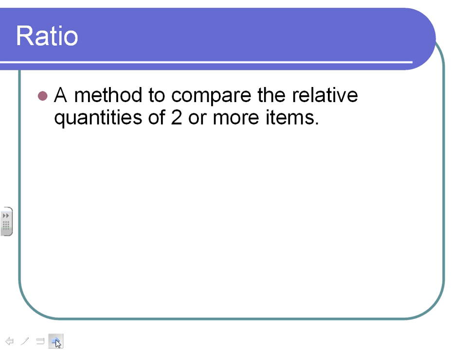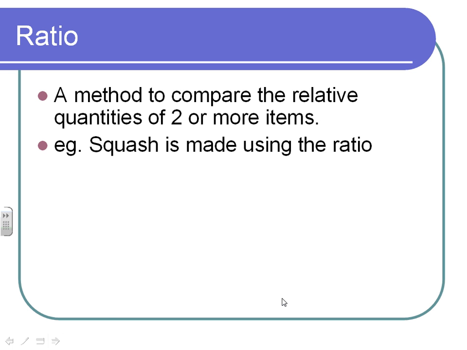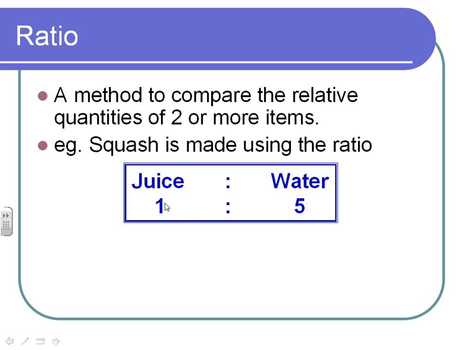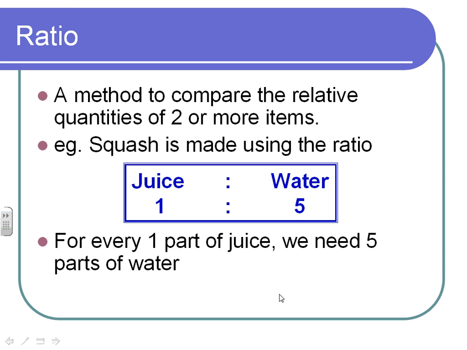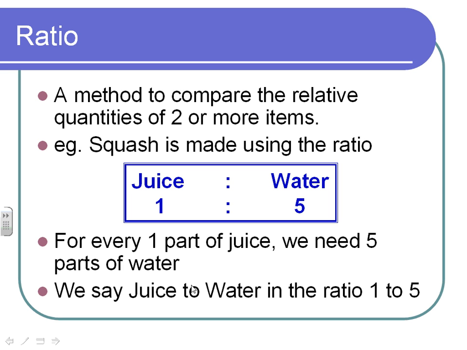Okay, so let's review the definition again. The definition is it is a method to compare the relative quantities of two or more items. For example, squash, and here squash is capitalized, which means it must be a drink or something, is made using the ratio 1 to 5. So when we have juice to water, it's 1 to 5. So for every 1 part of juice, we need 5 parts of water is how we would look at that ratio. We say juice to water in the ratio of 1 to 5 because we're saying juice first. So our 1 goes first, we're saying water second, so our 5 goes second.